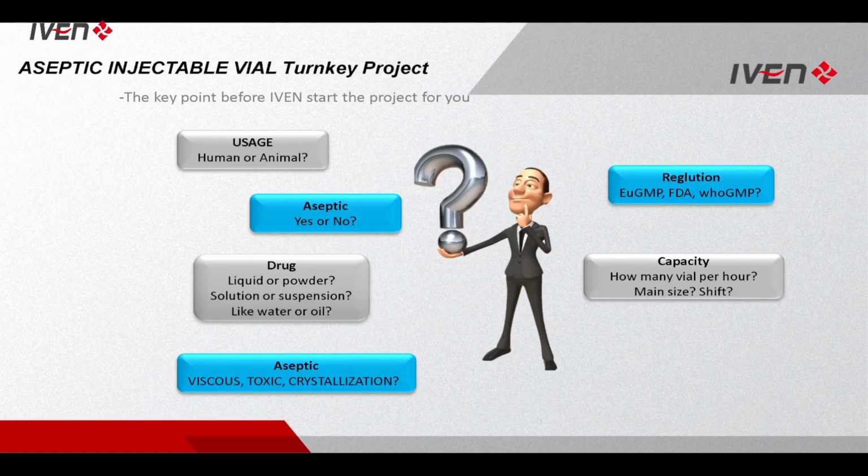Besides that, we need your confirmation for the capacity, like how many vials per hour, what the main size is, and the shifts, how many shifts per day. After that, we will design the product line process for you.